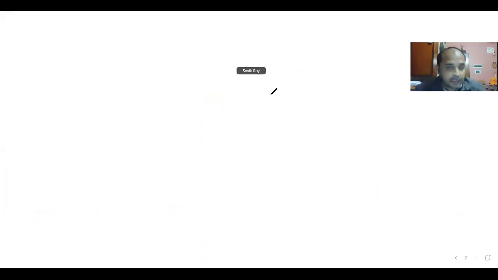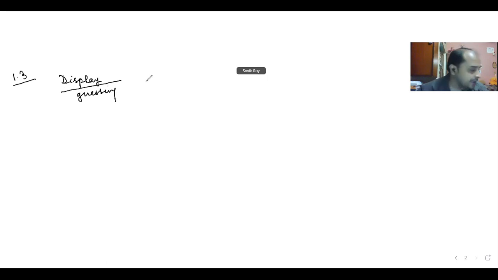So you see, in the question, I'm talking about 1.3 now, it is given that each player displays either 1 or 2 fingers, and simultaneously guesses how many fingers the opposing player will show. So there is a displaying and there is a guessing. I can show my finger as well as guess what the other student is going to show.